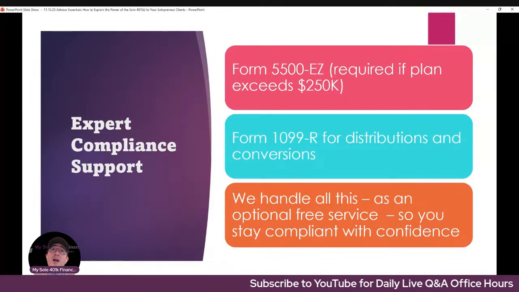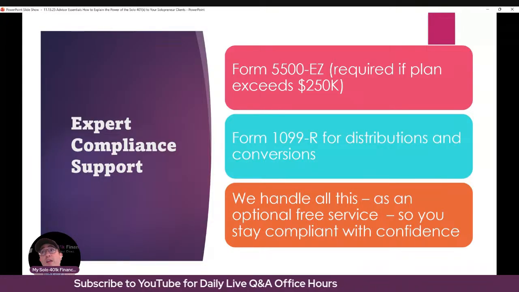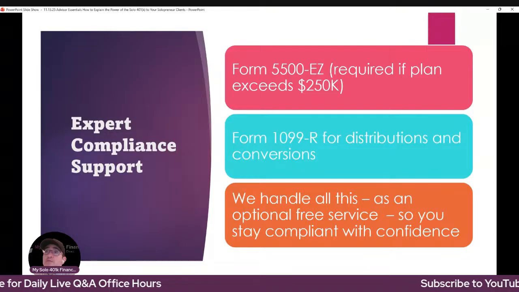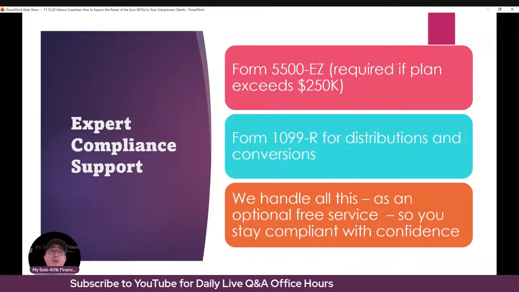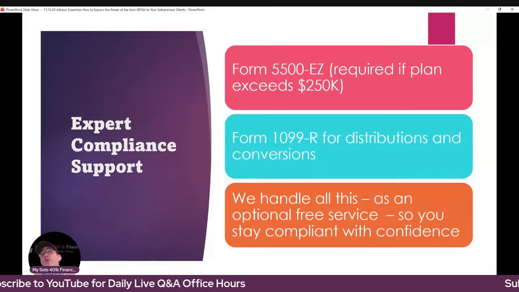So as long as clients or their advisors let us know once the value exceeds $250,000, we'll add their plan to the queue and prepare the 5500EZ as an optional free service. In other words, no additional charge. And we do it under the electronic filing system to make it easy for all parties. In addition, a Form 1099-R, again, an optional free service.